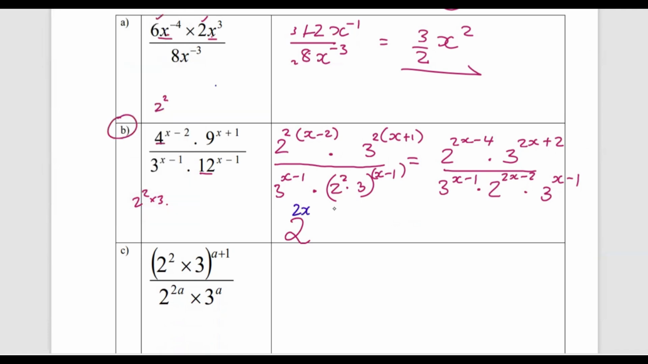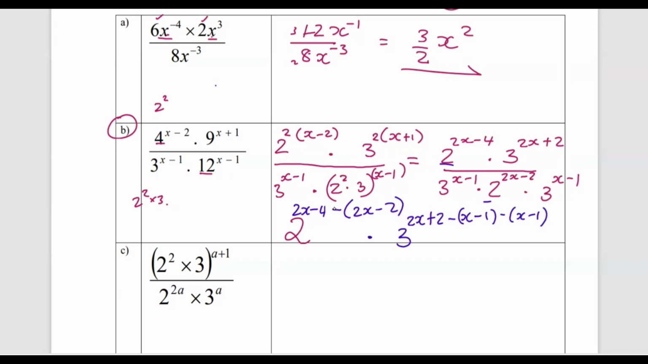I have 2 to the x minus 4, but then I'm working on this, so which means I'm going to subtract since this is a division of the 2's. So minus, I'll use a bracket, 2x minus 2. Then times, I have 3 to the 2x plus 2. And then I subtract this whole thing because this and this will be 2 of them. So I'll say minus x minus 1, then minus x minus 1.